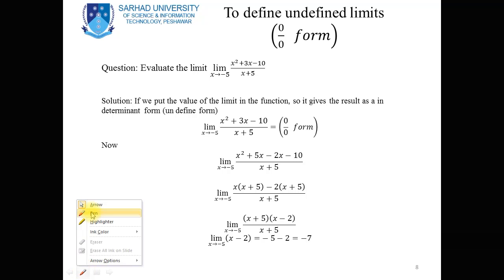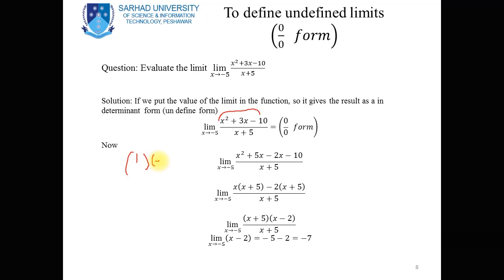Like you see over here in this slide, how to factorize by sum and product. You see over here, first of all multiply the first coefficient and the last term. You see over here, multiply 1 with this 10. So multiply 1 by minus 10, we get minus 10. Now choose two numbers under the condition that by adding the two numbers we can obtain this result. In this problem we obtain plus 3.